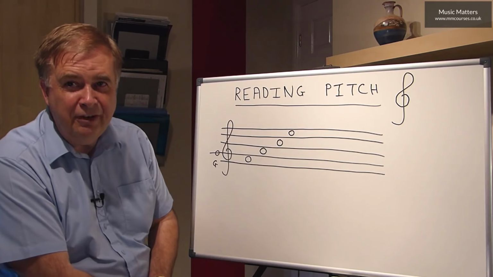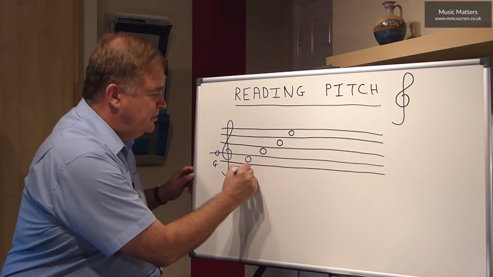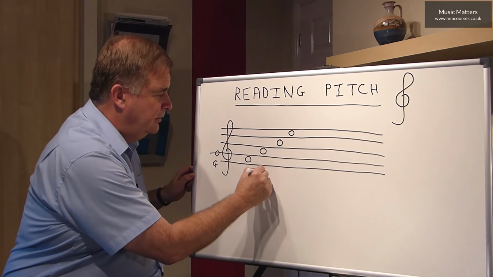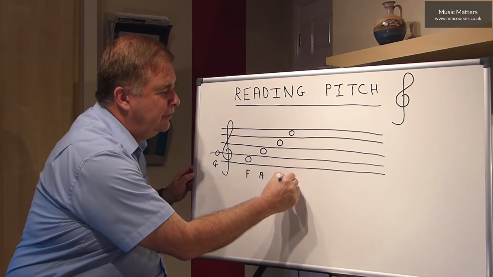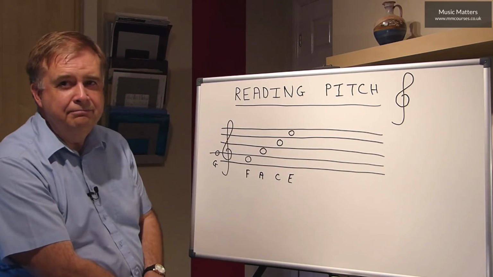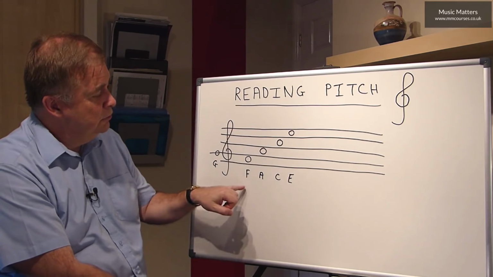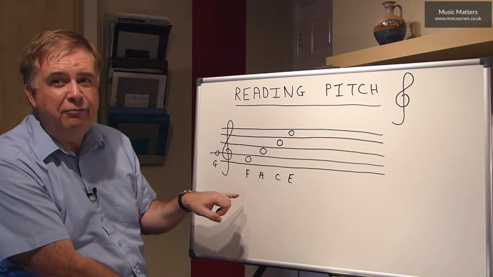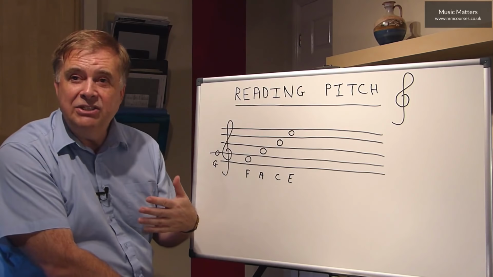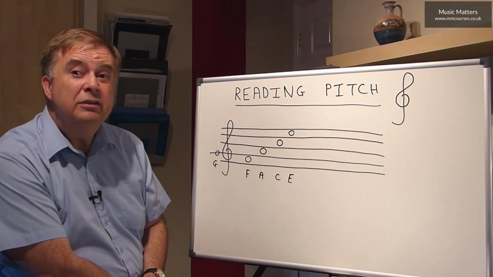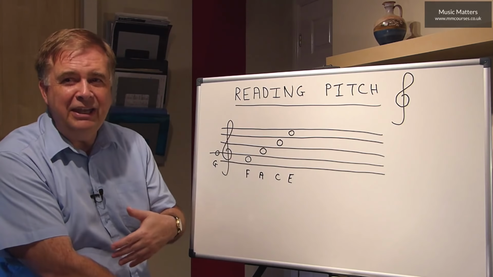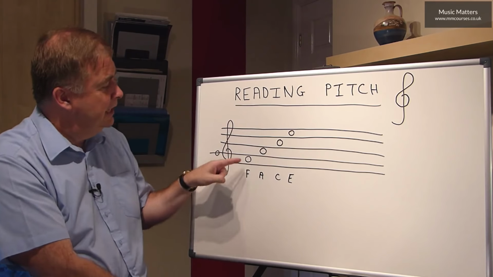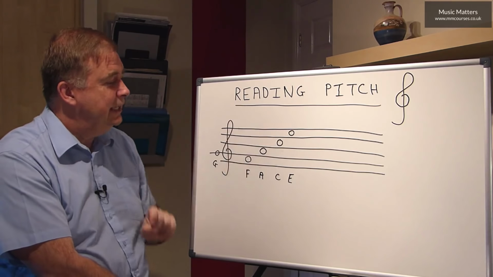And this works out very well because this note's F, this one is A, this one is C, and this one is E. And you'll soon see that, of course, this spells face. And face rhymes with space. So if you want to know about the notes in the spaces, face rhymes with space, F, A, C, E.